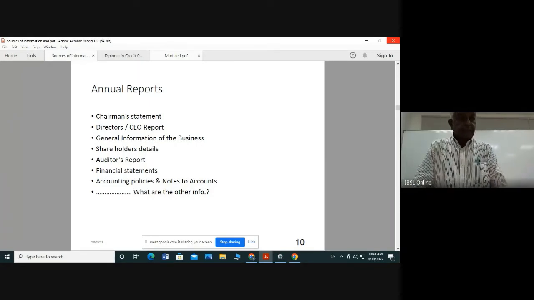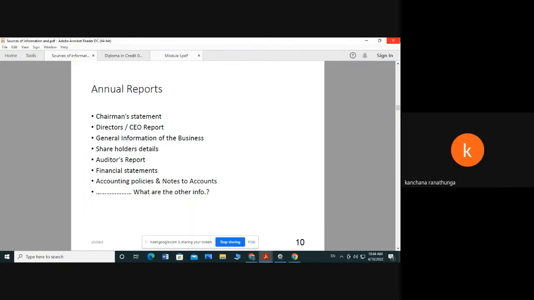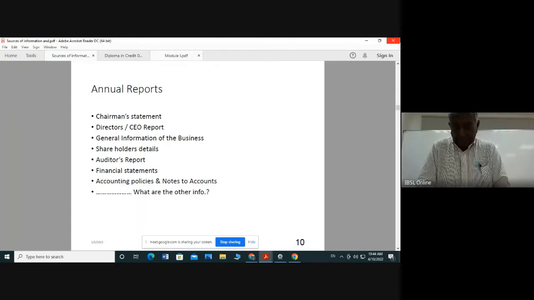Then the directors' or chief executive officer's report, general information of the business, shareholders' details, the auditor's report plus the financial statement, and then accounting policies and notes to accounts. What are the other pieces of information from the annual report? Anyone? Objectives and goals for future years. Yes, very good. Vision, mission, values and objectives. And the milestones in the past, the successes achieved, all those things. Anything else?